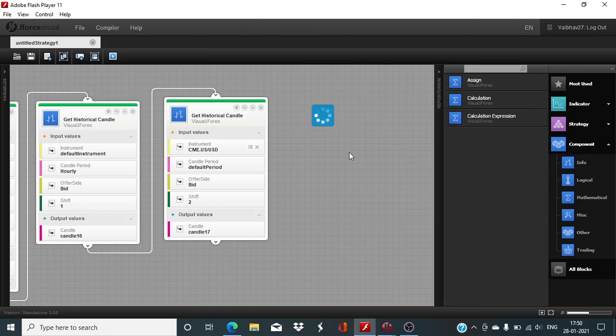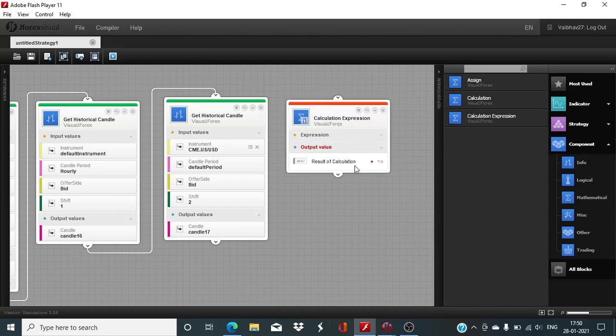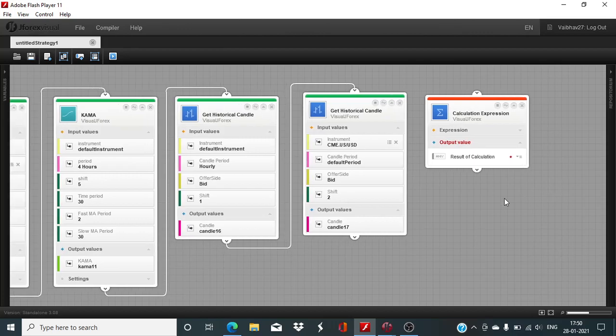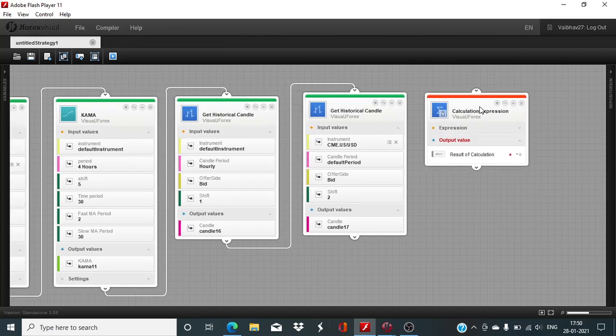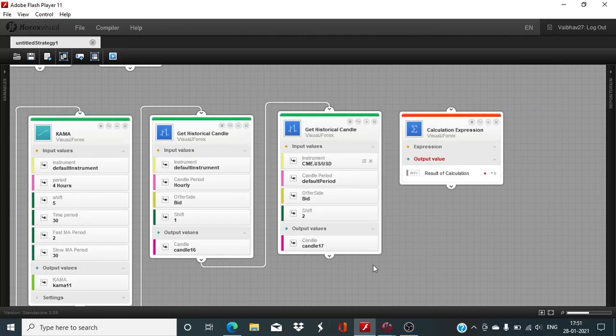Okay, calculation expression we have got. We also need ATR. We will need ATR, but ATR is not really showing up. We will need to try it again, maybe. ATR is not showing up. I think there is some problem with the platform right now. So we will not use ATR in today's session. Maybe we will add it later on in tomorrow's session.